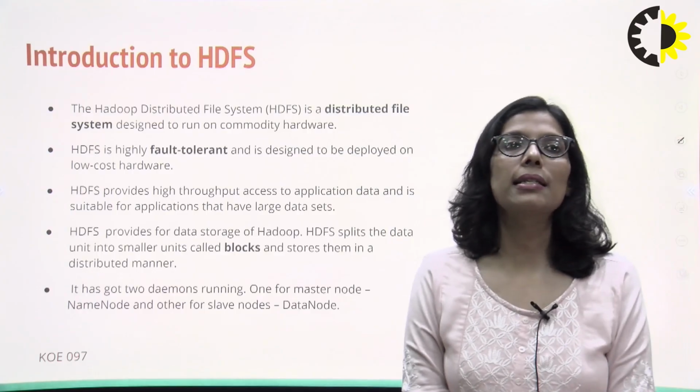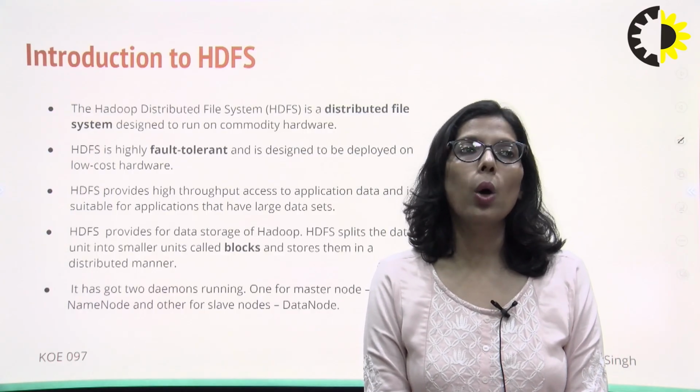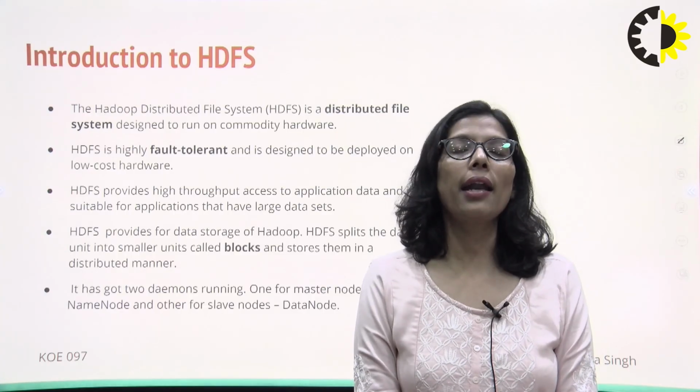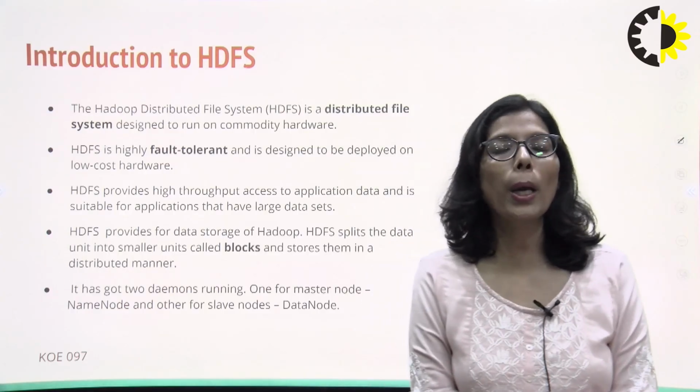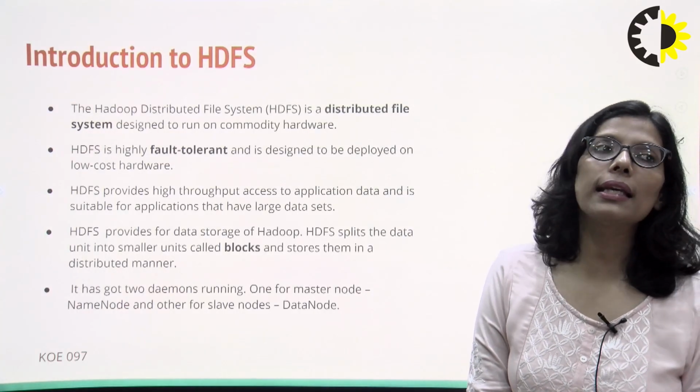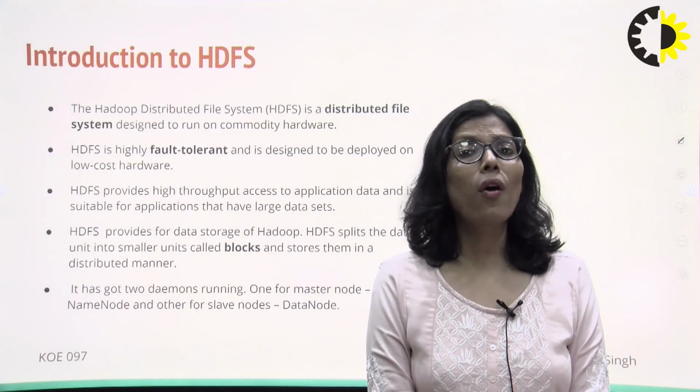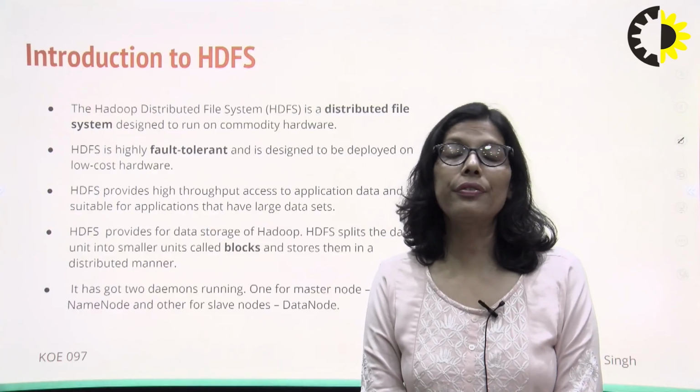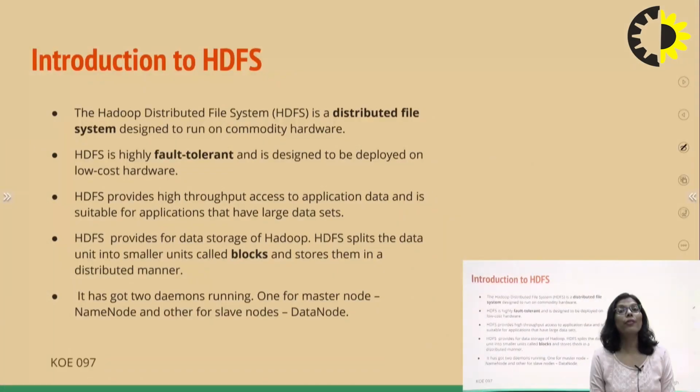So Hadoop file system is a distributed file system which is designed to run on commodity hardware. It is highly fault tolerant and is designed to be deployed on low cost hardware. Commodity hardware is basically low cost hardware. Why is it fault tolerant? Because we use the concept of replication, so the same data is replicated across various nodes. If any node fails, we are able to access the data from other nodes. Therefore, HDFS is highly fault tolerant. Also, HDFS provides high throughput access to application data and is suitable for large data sets.